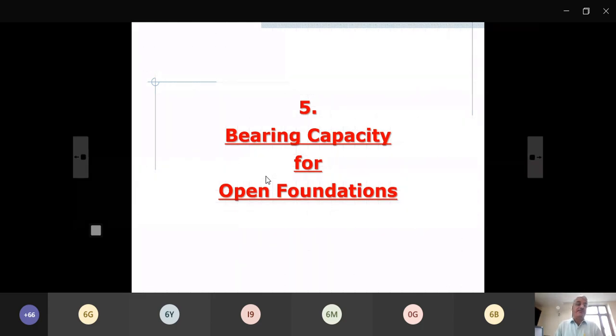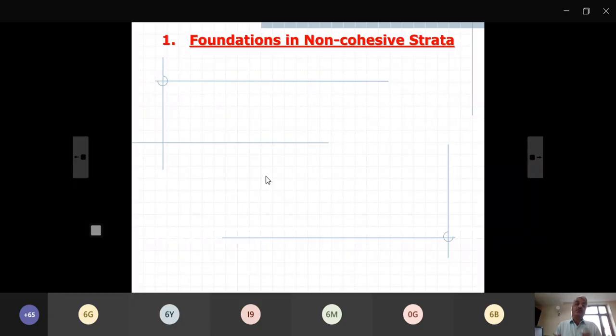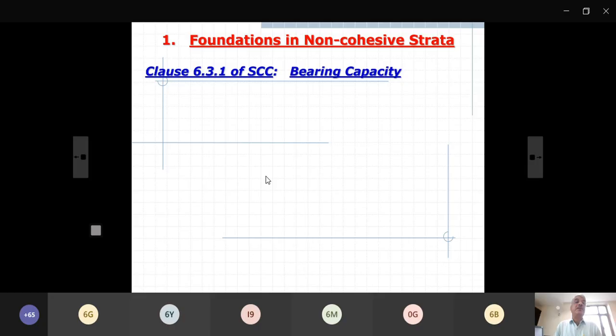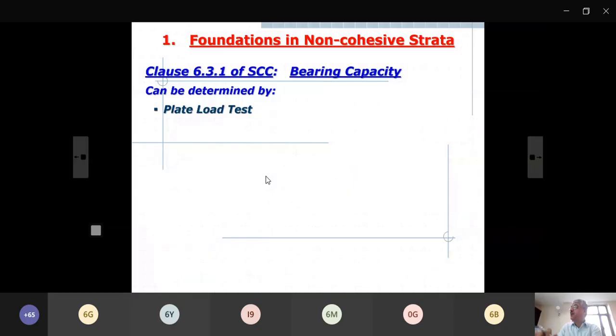So first we will see the bearing capacity. How do we calculate or arrive at bearing capacity? It will depend on the type of soil. First, if the foundation is in non-cohesive soils, cohesionless soil, sandy or gravelly soils, then clause 6.3.1 of the substructure code says that we can calculate bearing capacity by any of these methods. Plate load test, I am not going to repeat, because it should have been covered in your geotechnical investigations, and you are all familiar with how we calculate bearing capacity from the plate load test. Some version of it will be covered later also, so I am not going into detail.